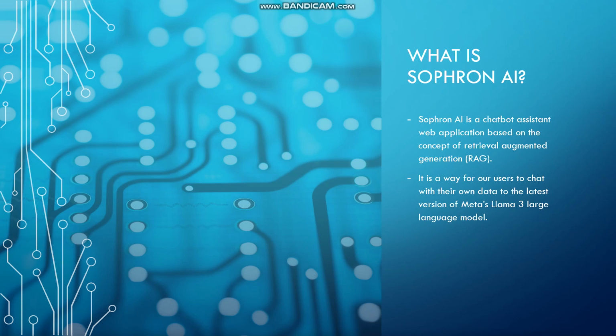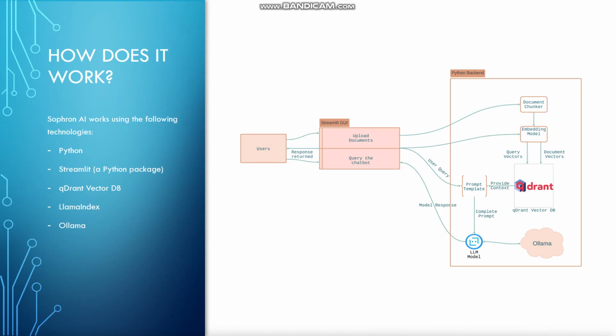So now that you know what it is, let's talk about how it works. If you look towards the left, you can see that the technologies we've used are Python, Streamlit, a Python package, Qdrant vector database, Llama Index, and Ollama. And if you direct your attention to the right, you can see a diagram. I'll lead you through this diagram and explain what the chatbot is actually doing behind the scenes. Users will mainly be interacting with the Streamlit user interface, where they will have the ability to upload documents as well as query the chatbot.